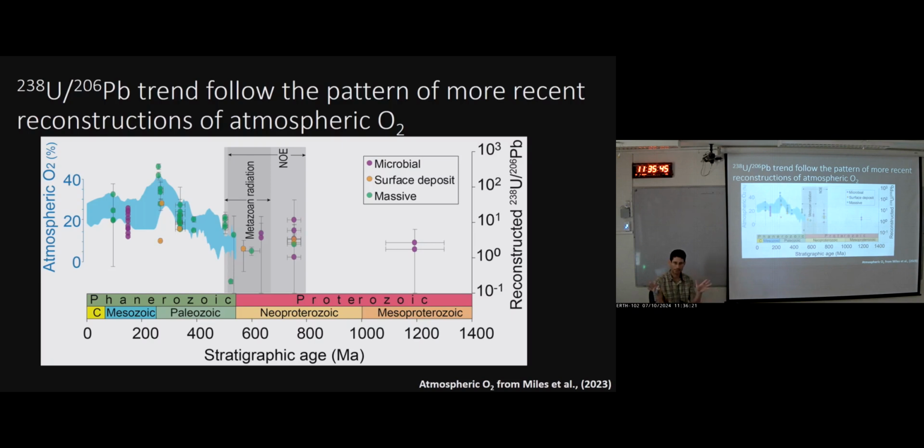Okay, but I don't want to be overexcited here. You need to remember that this proxy, the uranium to lead, doesn't give us a quantitative estimation of how much oxygen is in the environment. It's just a qualitative one telling us when the oceans became more oxic.